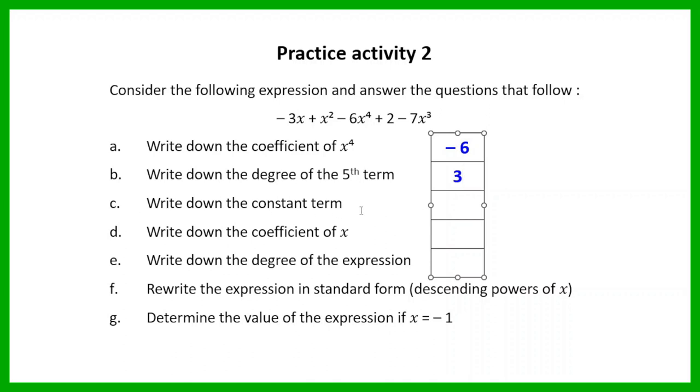Then I need to write down the constant term. So my constant term is this one over here. Now I don't need to write the plus. I only need to write the sign if it's a minus. So I'm just going to write 2 for my constant term. Then we need to write down the coefficient of x. Now it's just x. It's not x squared or x cubed or anything. It's just x. So that's this one over here. The coefficient is negative 3.